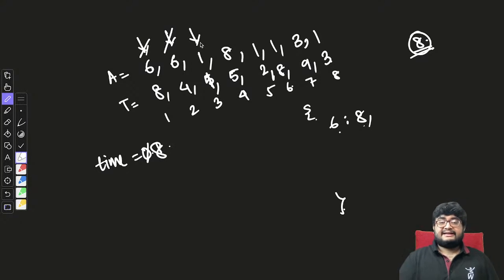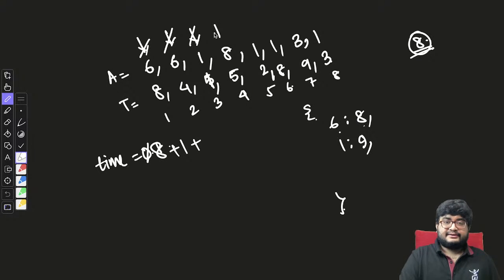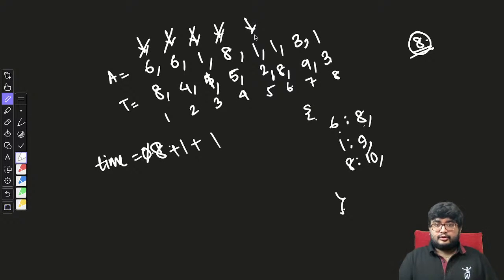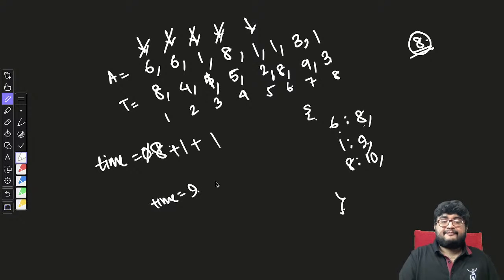Okay. Next we go to the next element 1. And it will take us 1 unit of time. So 1 is picked at time equals to 9. Next we go to 8. It will take us 1 unit of time. And we'll write here 8 is picked at time 10. We'll go next here. Okay. Now we come to 1. We have picked up 1 at time equals to 9. So at time equals to 9, we have picked up 1.